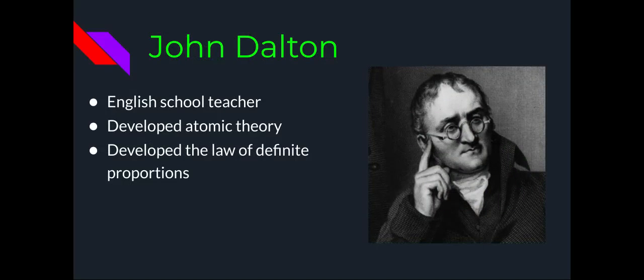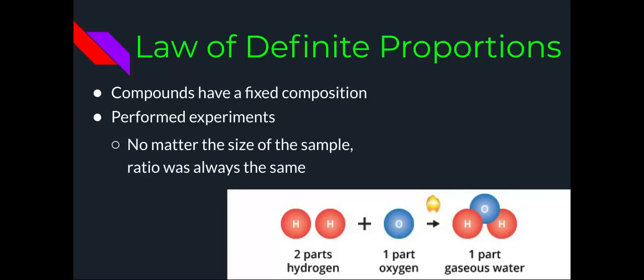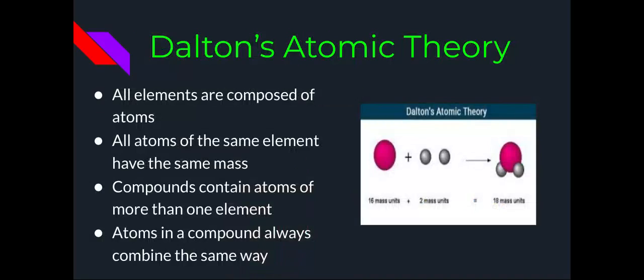John Dalton was an English school teacher, and he developed what we call atomic theory, and he also developed the law of definite proportions. I'm going to start with the law of definite proportions. This states that compounds have a fixed composition, and he determined this by performing various experiments. He found out that no matter the size of a sample, the ratio of the atoms within the sample was always the same.